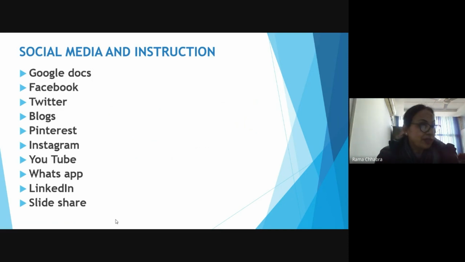The first one is Google Docs. These are some of the effective ways teachers can use social media in their lecture halls and classrooms. Google Docs is a very popular technology with teachers and students. Students and teachers can use these tools to collaborate on assignments, projects, newsletters, among other things. It allows more than one person to work on a particular document at the same time. So Google Docs can promote teamwork and group-based learning.